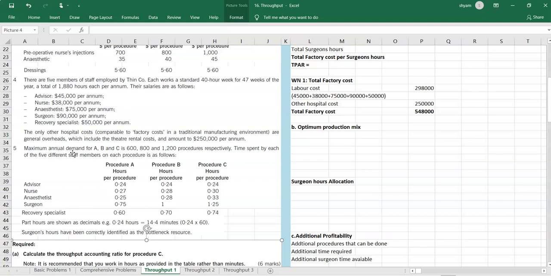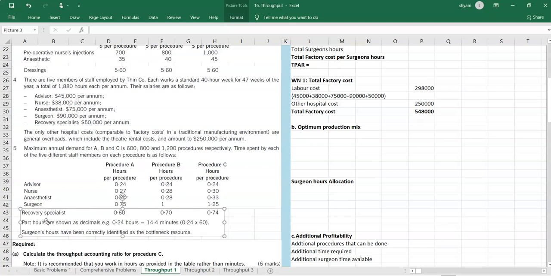So the maximum annual demand for A, B, and C is 600, 800 and 1200 procedures respectively. The time spent by each of the 5 different staff members on each of the procedures is as follows. So this is the time spent. Why are they giving this? They are just telling us the time spent. We shall still wait.